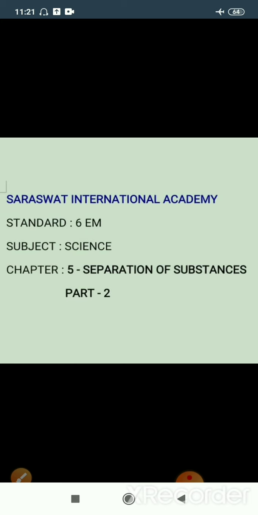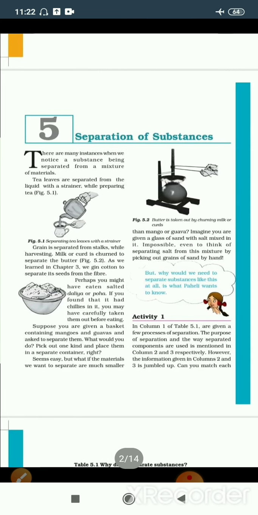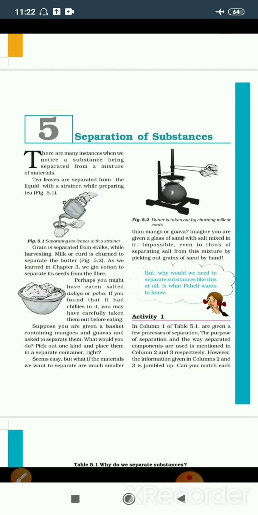Here we are going to continue chapter number 5, Separation of Substances, part 2. Students, in part 1 we had seen the introduction part of chapter number 5. Now, in part 2, we are going to see the first page of chapter number 5. So, let's start.